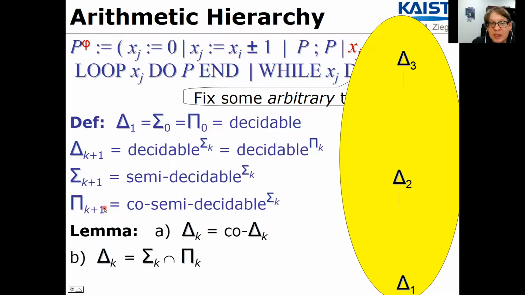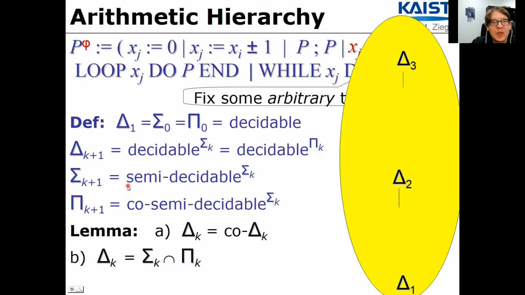And the second statement of the lemma, which is now also going to be easy to prove by induction, is that delta k, as thus defined inductively, is actually the intersection of sigma k and pi k, as thus defined inductively here. Again, this is something we knew.